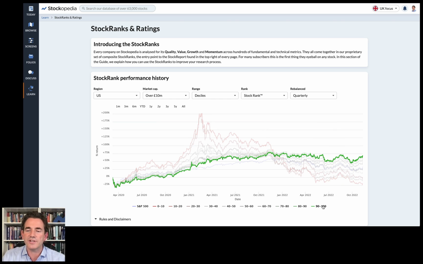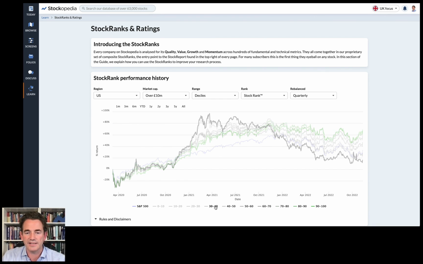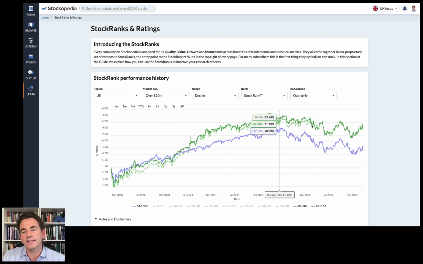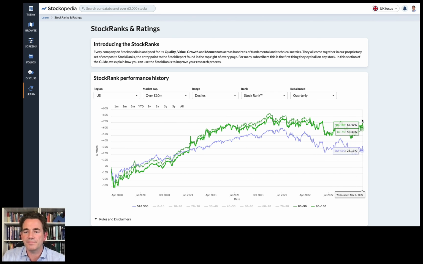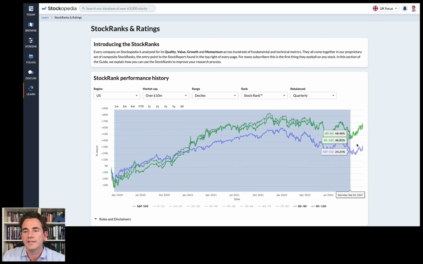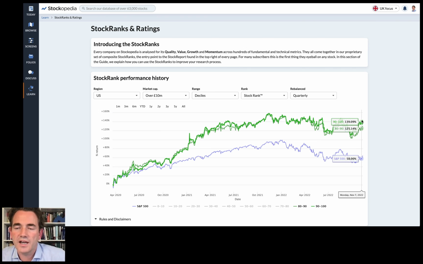At the other extreme, these are your higher ranked shares. I'm going to get rid of some of these lower ranked sets. You can start seeing that the high ranked shares ended up significantly outperforming. So since the pandemic bottom, you can see that the 90 to 100 ranked shares have done 140% versus the S&P up 58%.